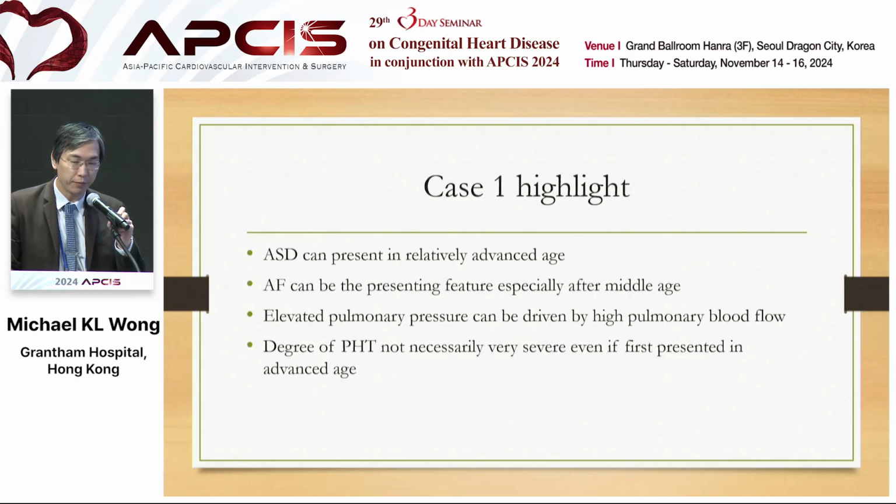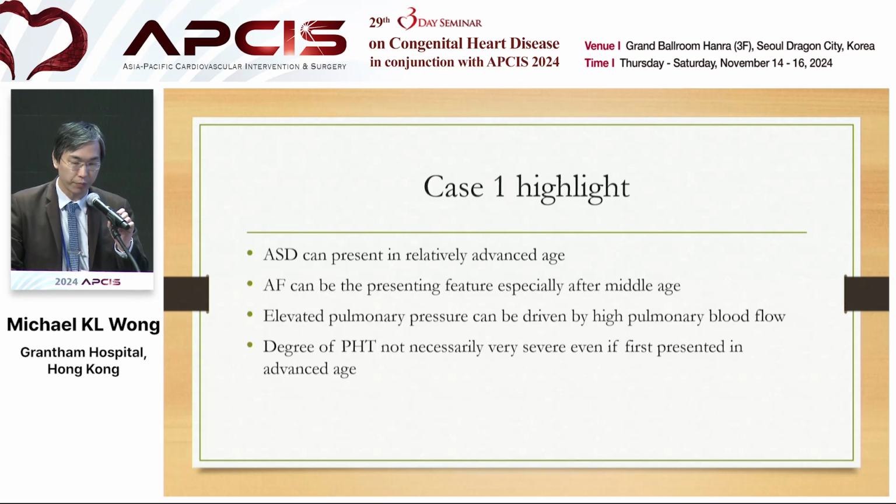and the RVSP also shows some improvement. So I think this case, following our last lecture, shows that ASD can present at a relatively advanced age as the first presentation, and it can present as an atrial arrhythmia with atrial fibrillation, especially after middle age. Also, elevated pulmonary pressure in ASD can be driven only by the high pulmonary blood flow rather than pulmonary vascular remodeling. So the degree of pulmonary hypertension, even when presented at an elderly age, is not necessarily very severe in this age group.